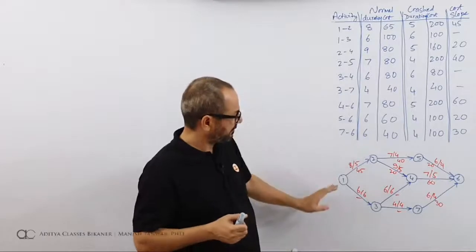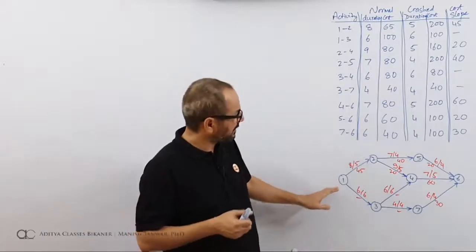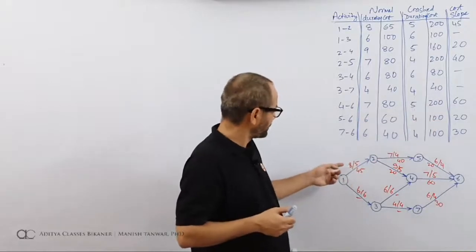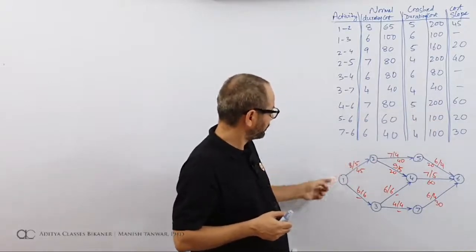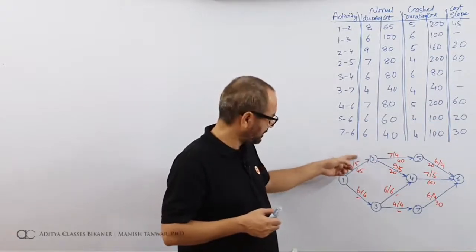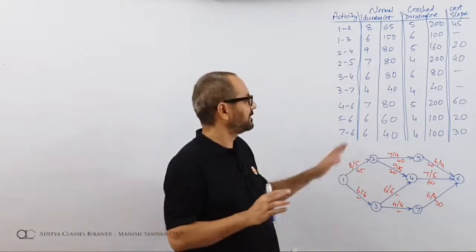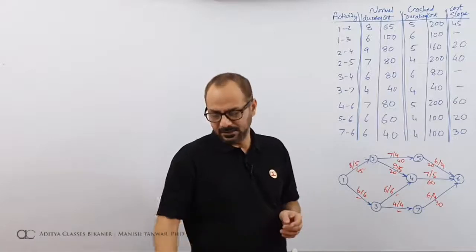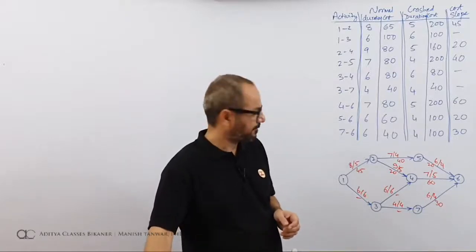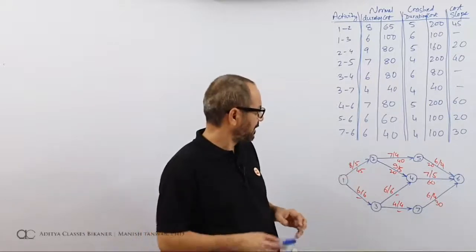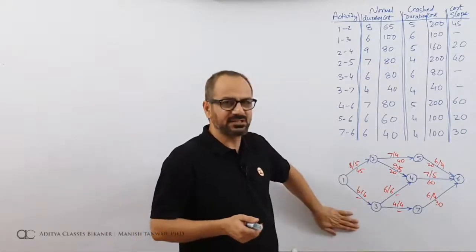Then we made this network. Now this network has all the information provided in the table. What is the information? For activity 1 to 2, normal duration is 8, crash duration is 5 and cost slope is 45. This is the information that was given in the last lecture where we opened up this example. Now we'll advance on to crash this network.